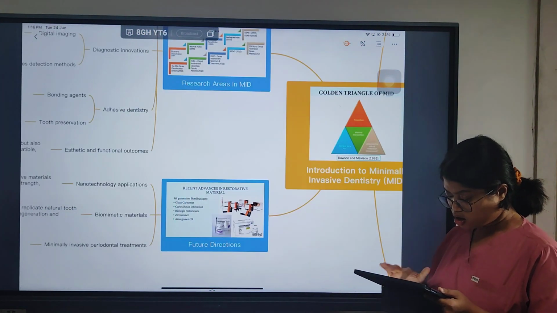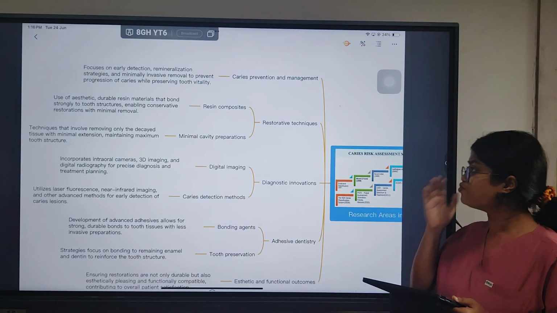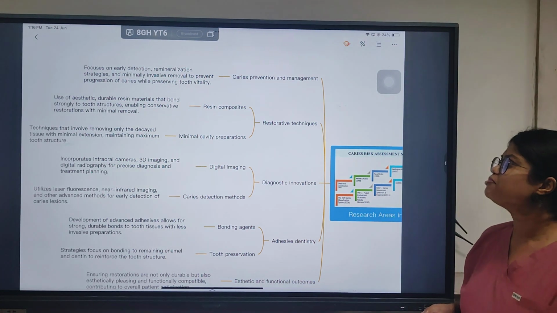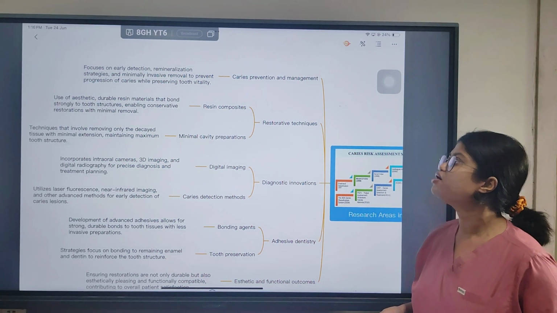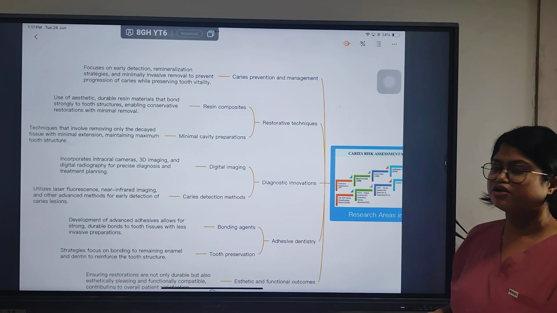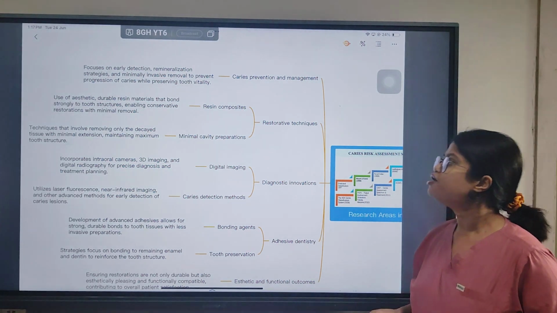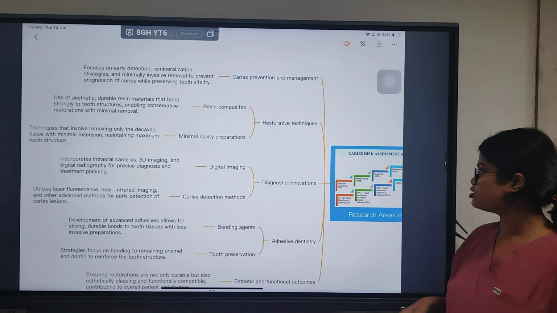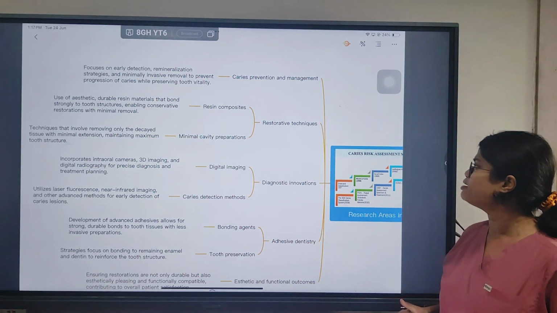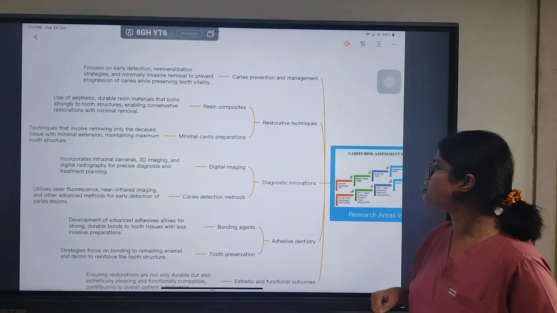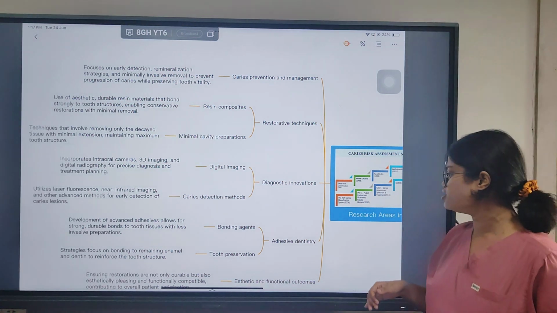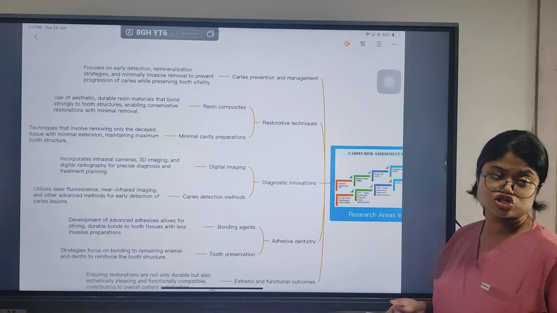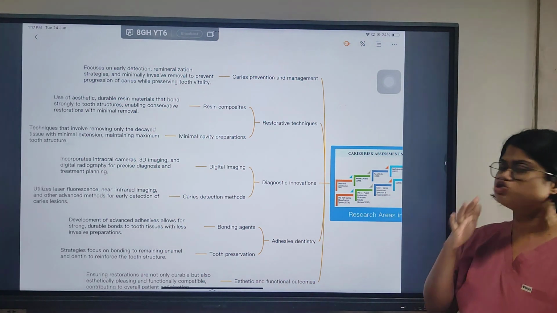So coming to the research areas in MID. First of all, caries prevention and management. It focuses on early detection, remineralization strategies and minimally invasive techniques to remove and prevent the progression of caries at a deeper level to preserve the tooth vitality. The research can be divided into four major areas. First is restorative techniques, second is diagnostic innovations, third is the development of adhesive dentistry, and fourth is the aesthetic and functional outcomes, in which we can see research progress.